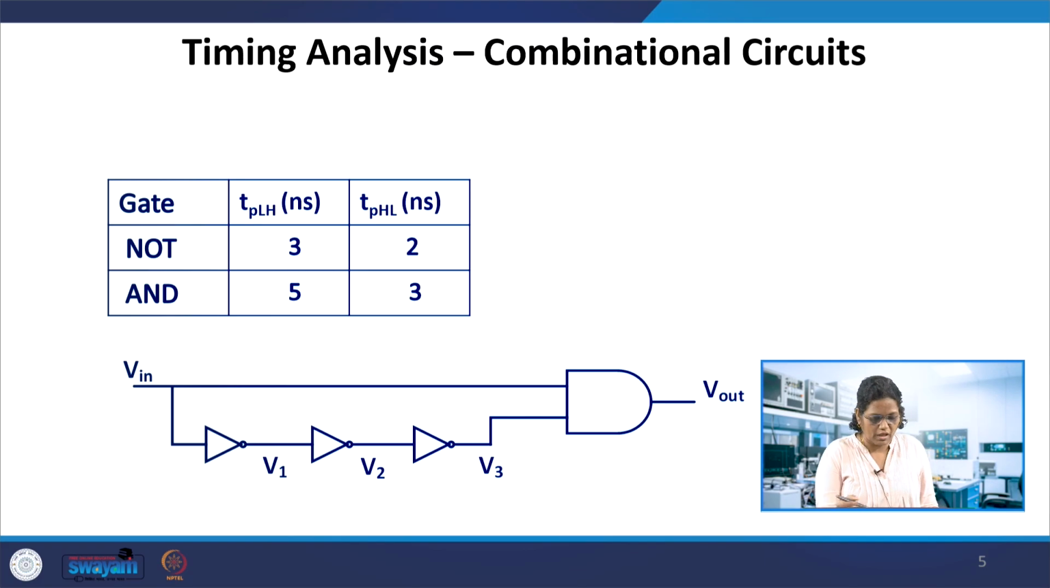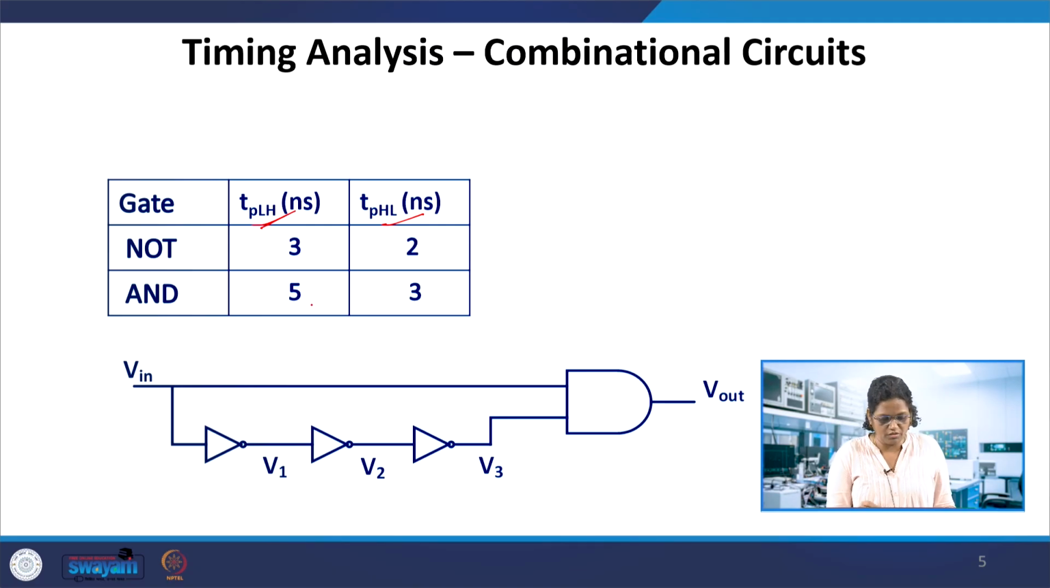Suppose we have a combinational circuit with a NOT gate and an AND gate. The propagation delay is specified as TPLH and TPHL, in nanoseconds, here 3 and 2. So the NOT gate has 3 nanoseconds for a low to high transition at its output, and when the output makes a transition from high to low, it is 2 nanoseconds. That's the meaning of this specification.